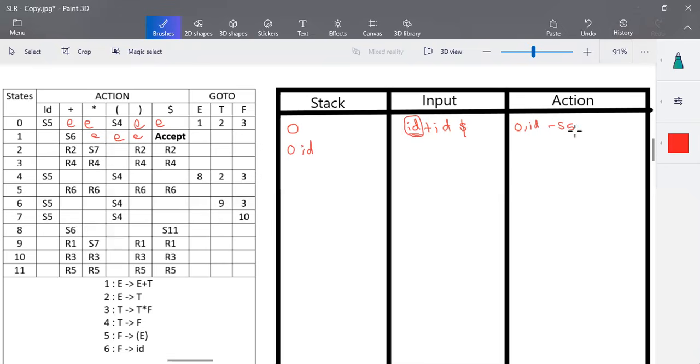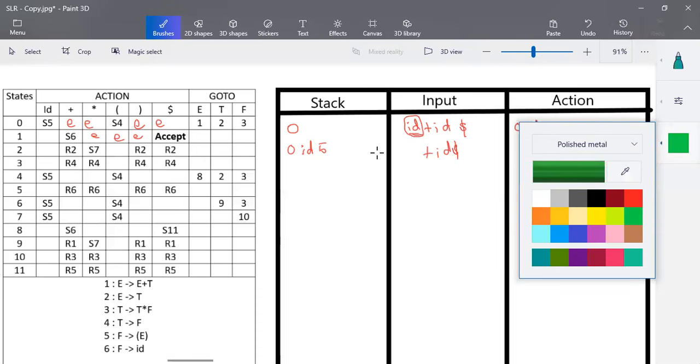So S5 actually means shift one element from input to stack and move to state 5. That is the actual meaning of this. So this state 5 will be pushed as the topmost element of the stack, and the remaining input will remain as it is. So this is your first step.